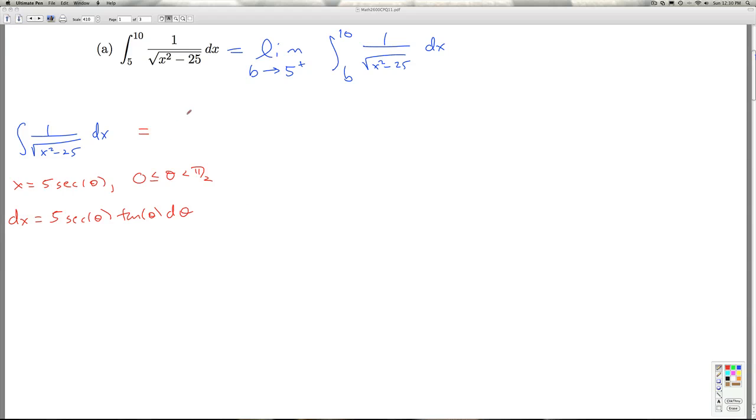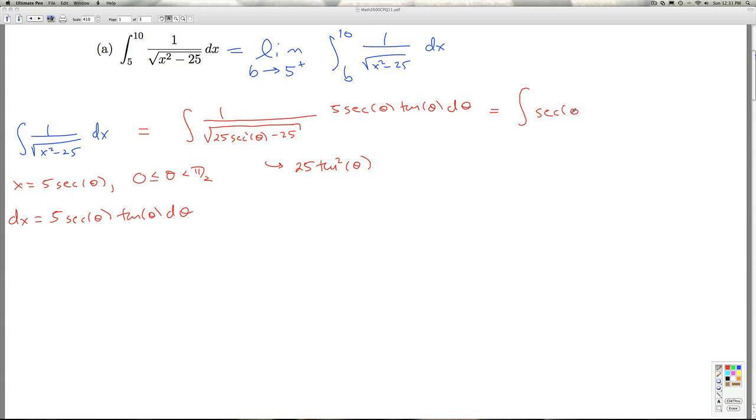So when I do my substitution, I get the integral of 1 over the square root of x squared, which would be 25 secant squared theta, minus 25, times 5 secant theta tangent theta d theta. Now we've been through enough trigonometric substitutions to know what's going to happen here. 25 secant squared theta minus 25 is 25 tangent squared theta. The square root of 25 is 5. That'll cancel that 5 out. And since I'm in quadrant 1, the square root of tangent squared is going to cancel out the tangent.